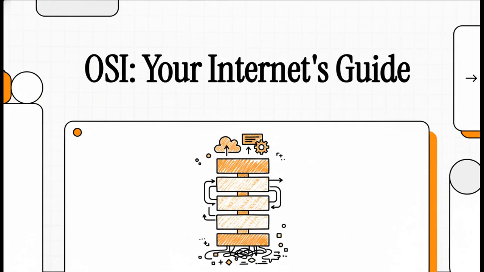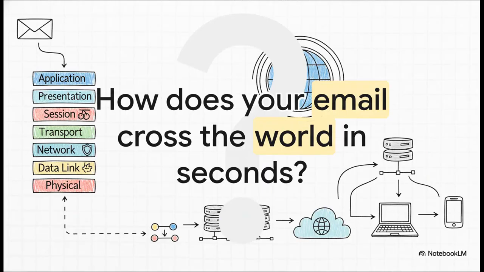So today, we're going to pull back that curtain and take a look at the rulebook. But seriously, how does that actually work? How does a message from your laptop in London find its way perfectly to a server in Tokyo? It has to navigate this insane maze of routers and cables and satellites. It's not magic. It is an absolute masterpiece of engineering and standardization.